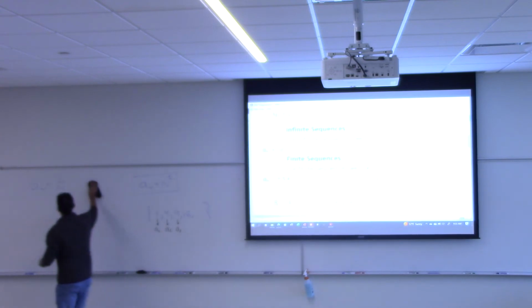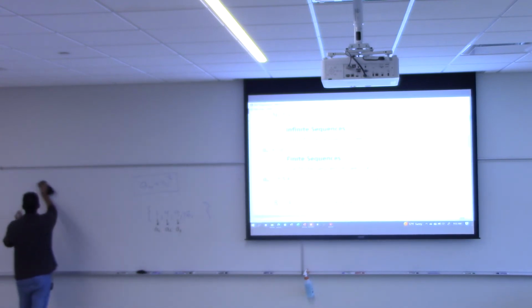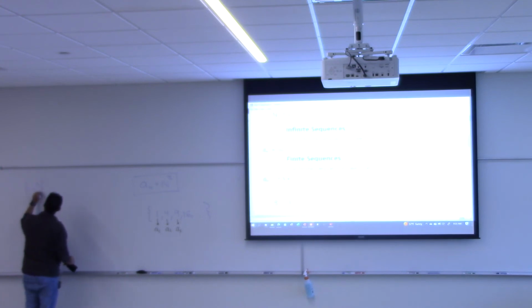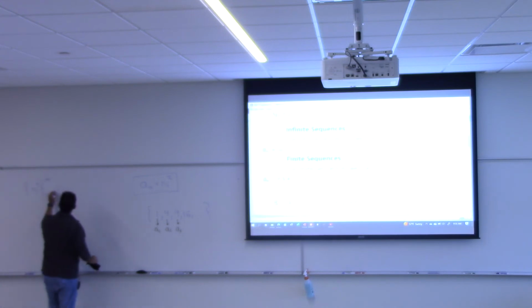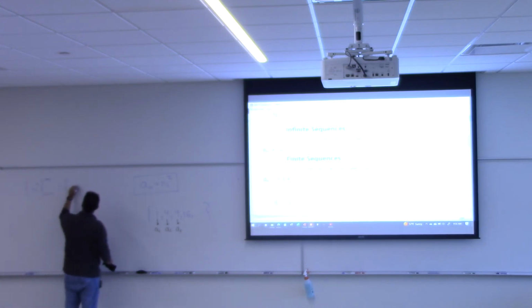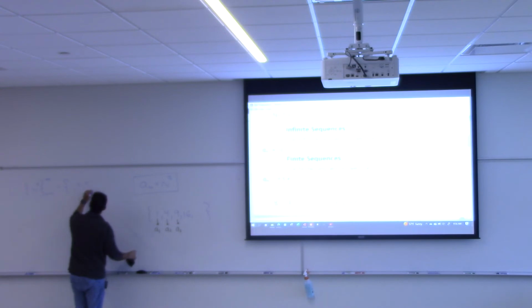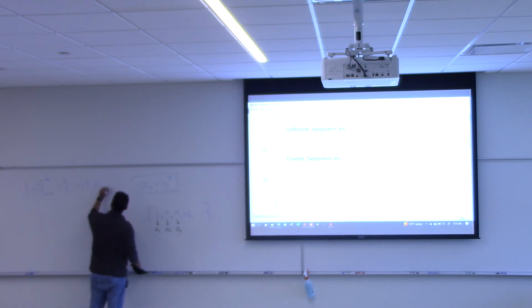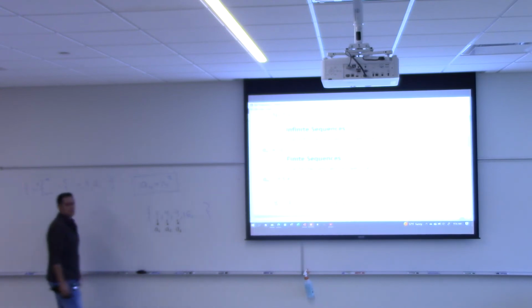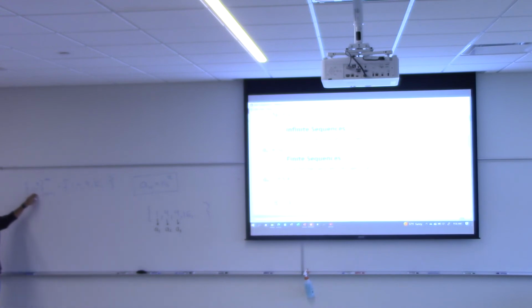I'll show you. Let's do this one right here. If I wrote this, n squared, n equals 1 to infinity, that would mean 1, 4, 9, 16, dot, dot, dot forever. All right? Here's my sequence formula, and I'm explicitly stating where I want n to start and where I want n to stop.